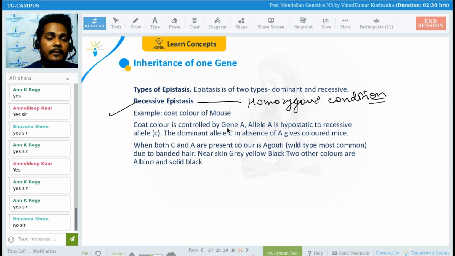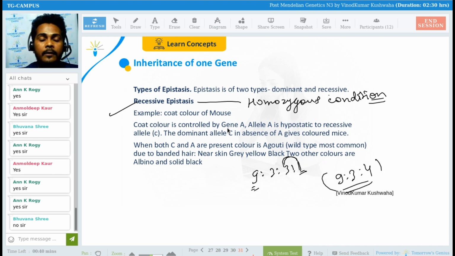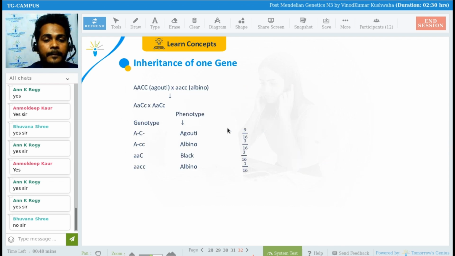And the example for this recessive epistasis is coat color in mice. So what are the ratios? This is the common dihybrid ratio. So it is going to be dominant over the recessive. This is the recessive one, this is the dominant, right? So this is going to be dominant over this, so it becomes 9:3:4. This type of ratio appears in the coat color of mice, as you can see here.